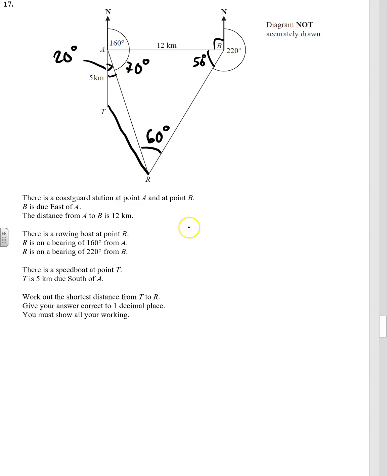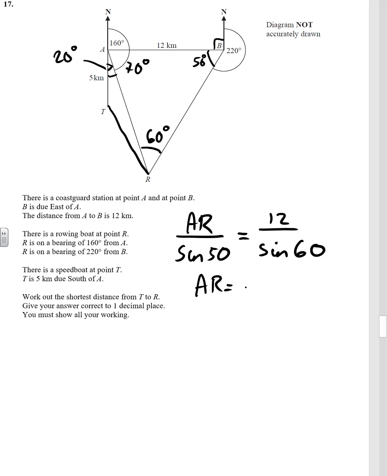So to start with, let's work out AR, and that's going to be using the sine rule. So I'll put my AR on the top, and sine of 50, looks like 56, but it's 50, and that is equal to 12 over sine of 60. So AR is equal to sine of 50 times 12 over sine 60, which is 10.61. So that side there is 10.61 kilometres.